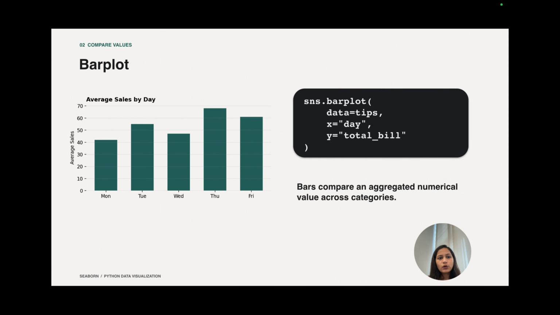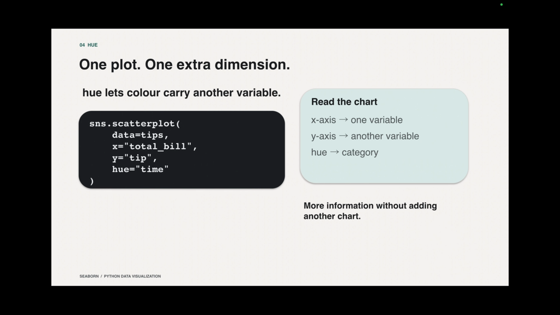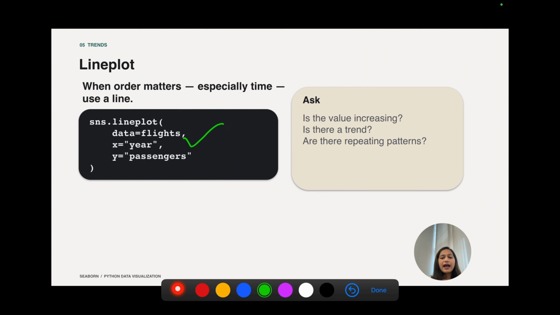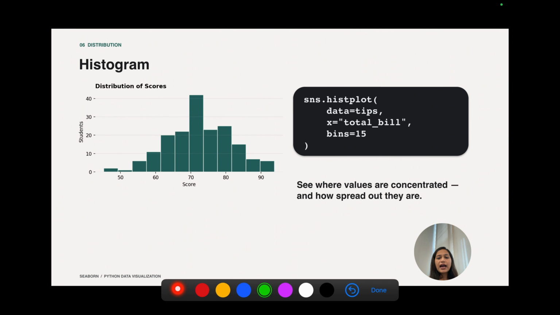So let's go back to our slides. We have seen the scatter plot. We have seen hue, which creates another dimension without adding one more chart. We have seen the line plot where the order matters. For that we use the flights dataset, and we can see whether values are increasing, whether there are any trends, and whether there are any repeating patterns. So we use sns.lineplot. Next, histogram. For that we use sns.histplot. The data we have given here is the tips data, and we are separating it into 15 bins.